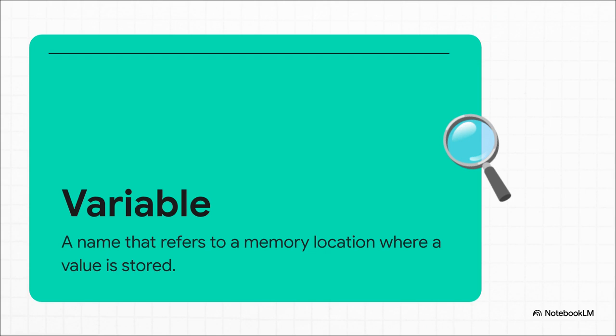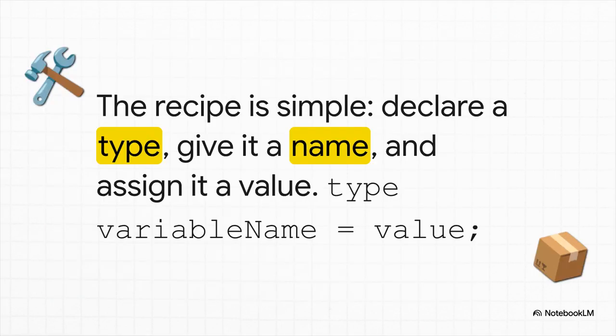The cool part is you can come back anytime to see what's in the box or even swap it out for something new. Now, creating one of these boxes in Java follows a very specific recipe, or what we call syntax. It looks just like this. First, you have to declare the type of data the box is going to hold. Then you give your box a unique name. And finally, you use the equal sign to assign the value that you're going to put inside it.